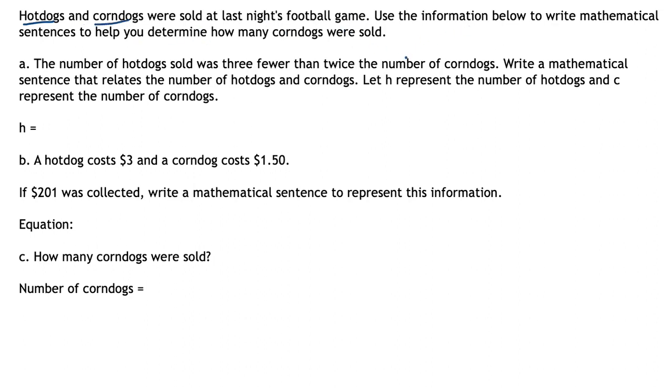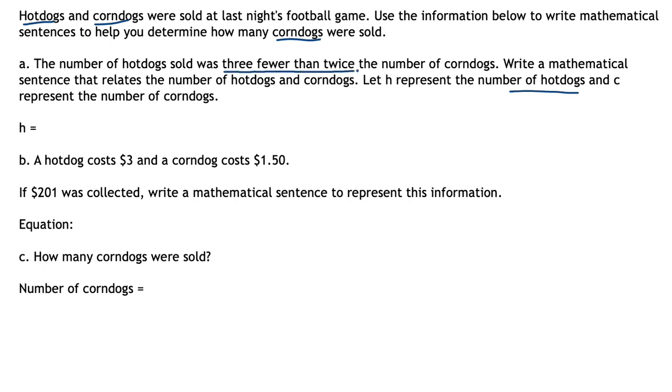Use the information below to write mathematical sentences to help you determine how many corn dogs were sold. Okay. The number of hot dogs sold was 3 fewer than twice the number of corn dogs. Write a mathematical sentence that relates the number of hot dogs and corn dogs. Let H represent the number of hot dogs and C represent the number of corn dogs. So this time they tell us what our variables are. So H is the number of hot dogs.